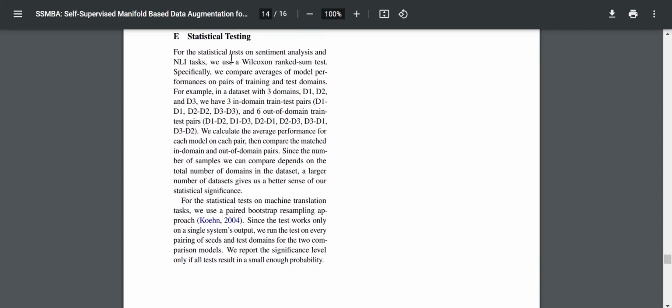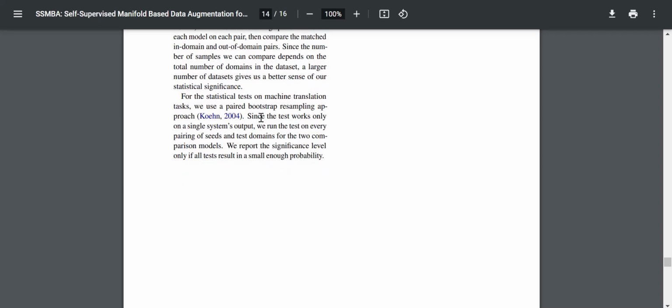And the statistical testing. For statistical testing on sentiment analysis, we use the Wilcoxon rank-sum test. Specifically, we compare the average model performance on each pair of training and test domain. For example, in a dataset with 3 domains, we have 3 in-domain and 6 out-of-domain pairs. Okay, so out-of-domain would be when you have a dataset with 3 domains, you train on one and test on another. So basically choosing 2 out of 3, so 3C2. We calculate the average performance for each model on each pair, then compare the matched in-domain and out-of-domain pairs. Since the number of samples we can compare depends on the total number of domains in the dataset, a larger number of domains gives a better sense of statistical significance.